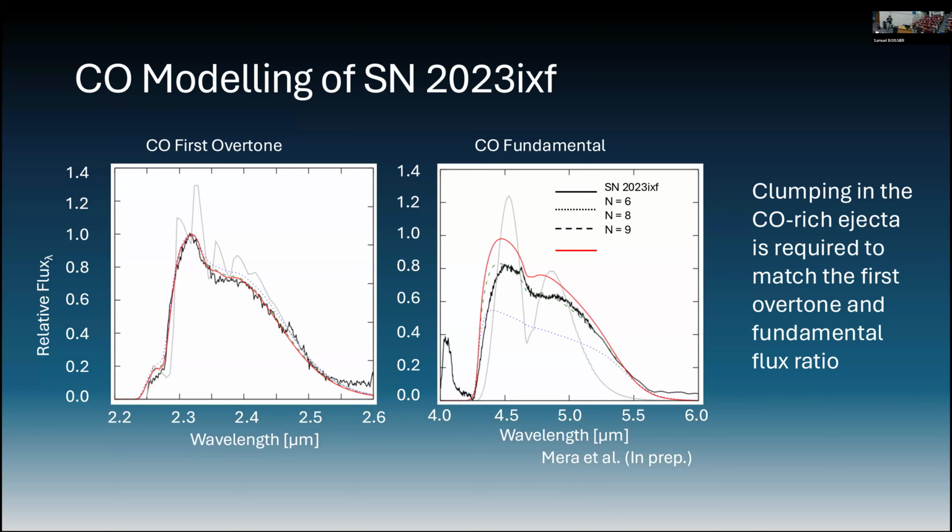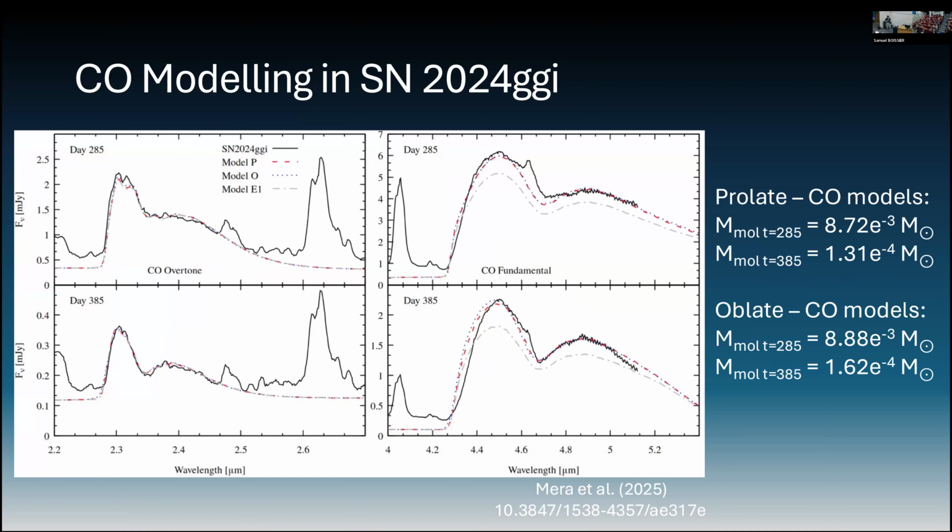So for 23 IXF, this work is still ongoing. Preliminary results suggest that, as with ACKO, and as I'll soon show, we need significant amounts of clumping within the ejecta, and we need a very high density profile for the molecules in order to reproduce the flux ratios that we observe between the fundamental and first overtone. So moving on to 24 GGI.